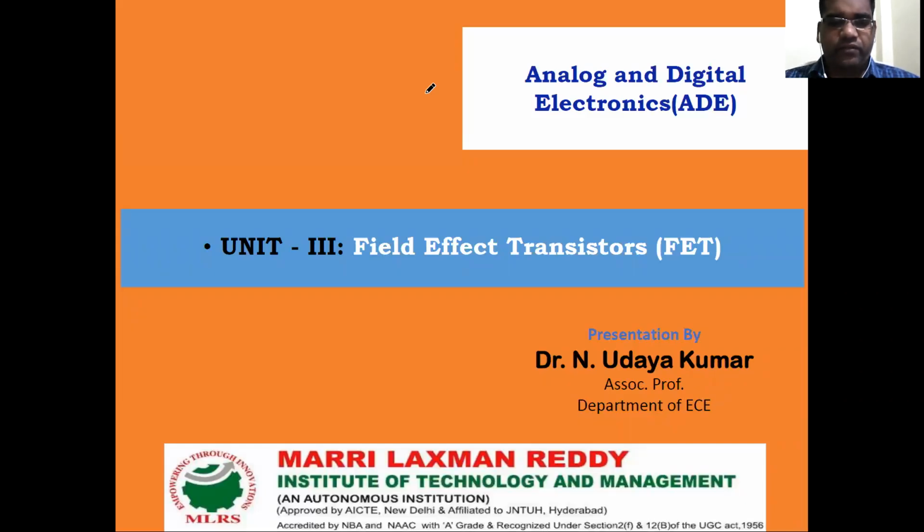So FET is a field effect transistor. It is another semiconductor device like BJT, or transistor, which can be used as an amplifier or switch. BJT can be used as an amplifier or switch. Similarly, FET is also used as an amplifier or switch. Like BJT, FET is also a three-terminal device.